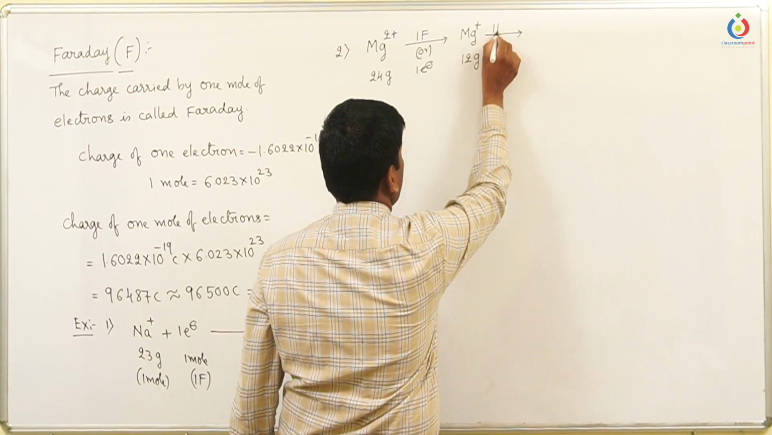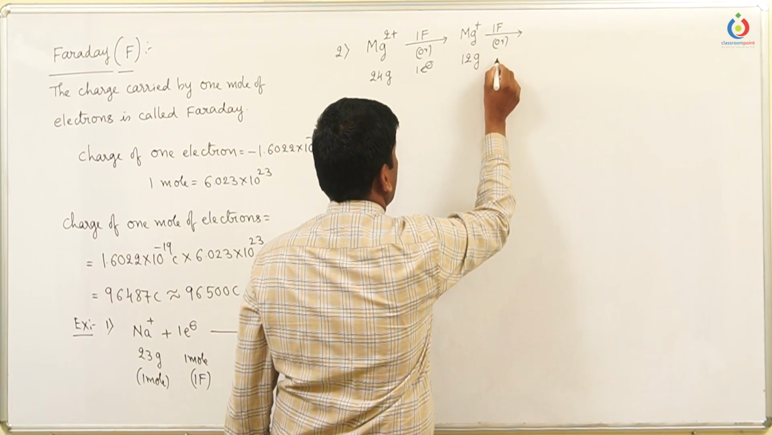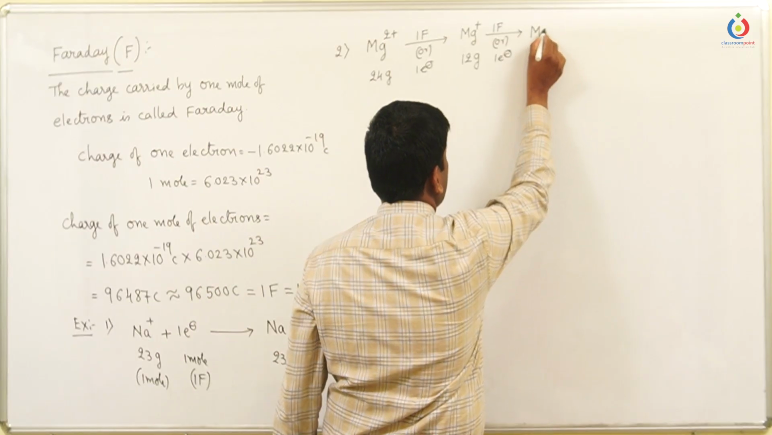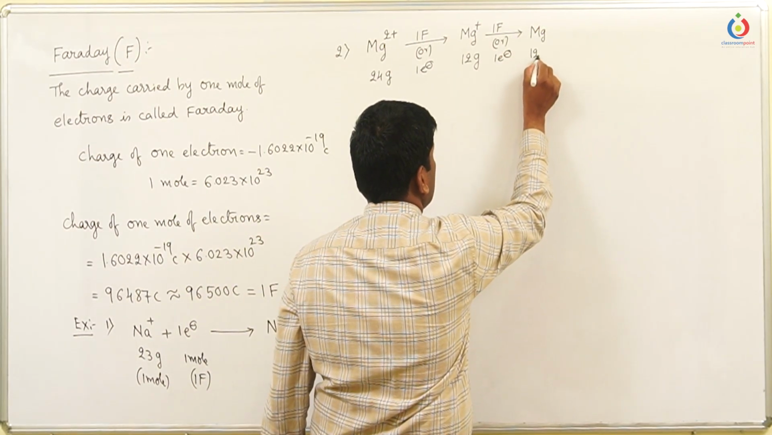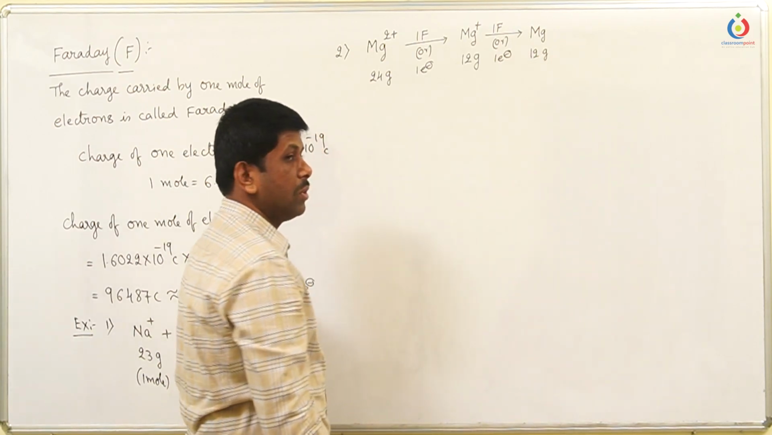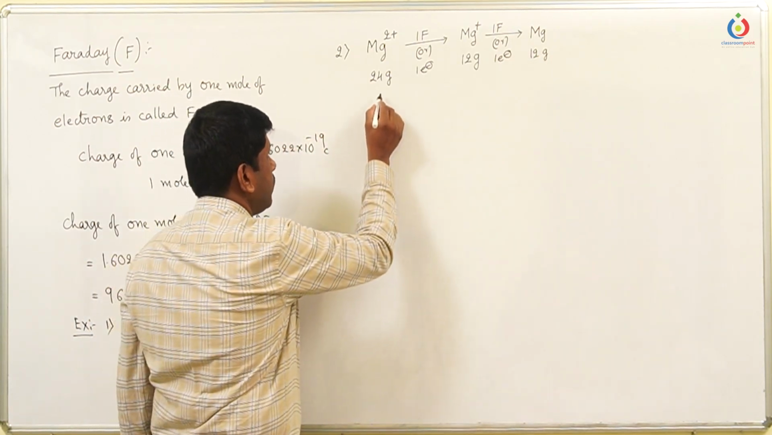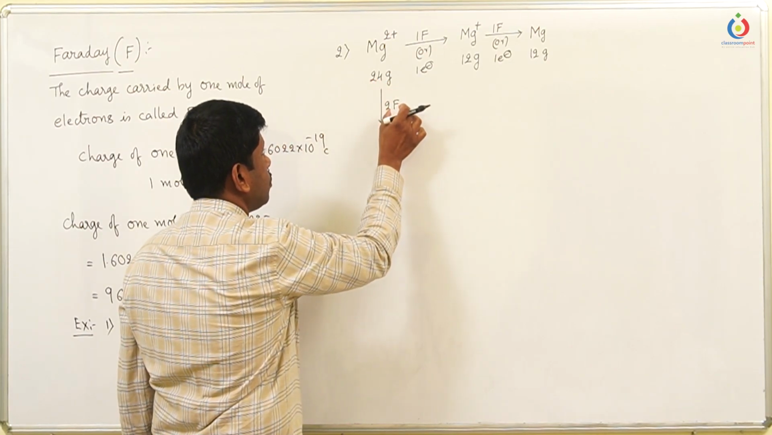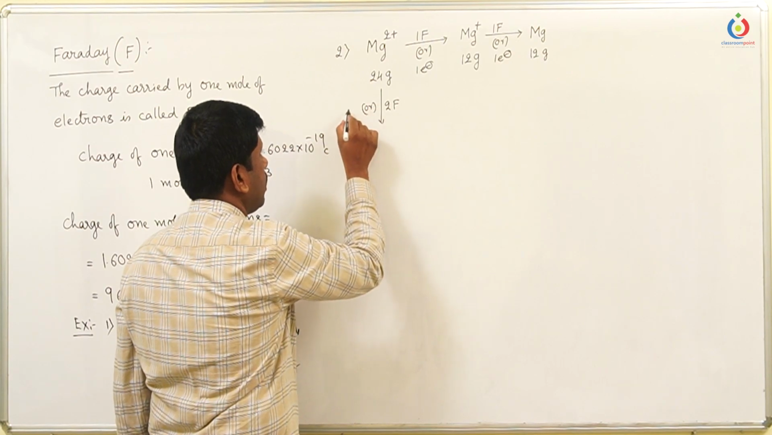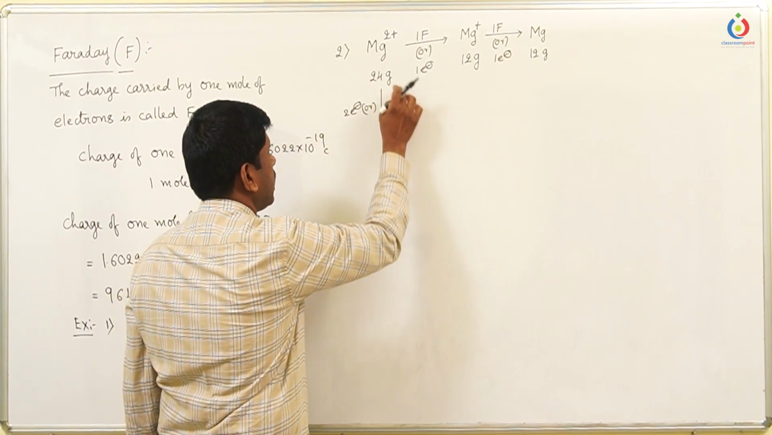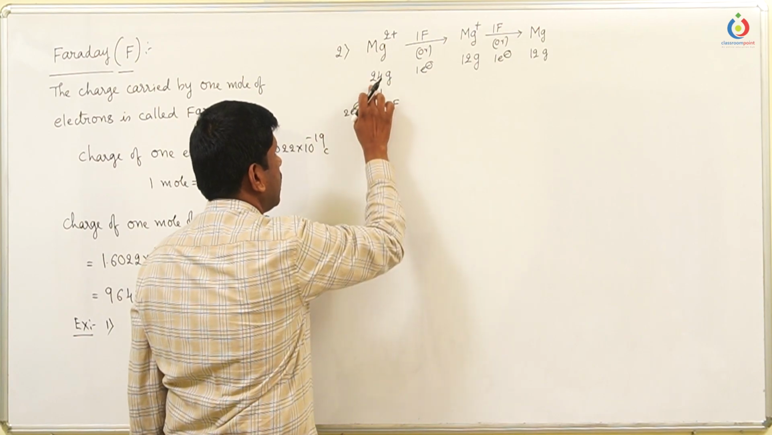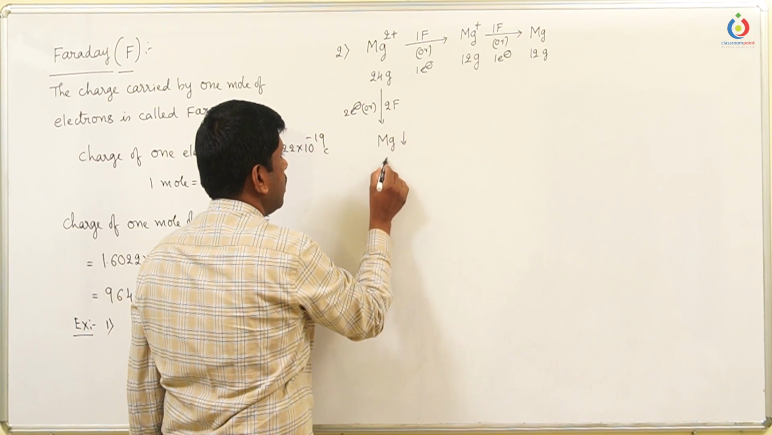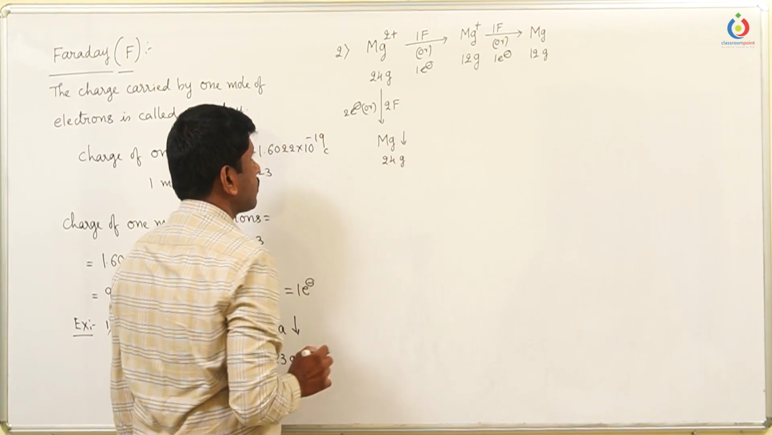By sending 1 more Faraday of electricity, or again 1 mole of electrons, the other remaining positive charge also gets deposited. Now 12 more grams get deposited. At a time, if we send 2 Faradays of electricity, which means 2 moles of electrons, it completely neutralizes the entire Mg2 plus ion that has the 24 grams mass. So the entire magnesium, 24 grams, gets deposited.